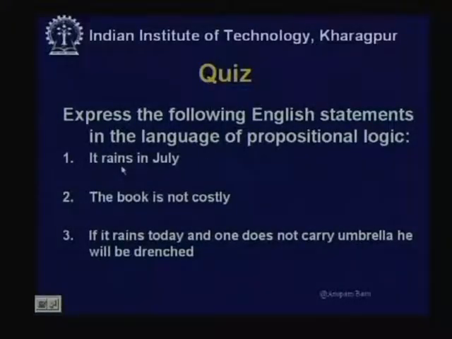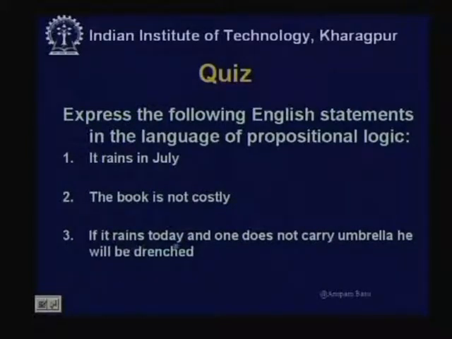In the meanwhile, it will be good to have a couple of these exercises done. So, here you see, express the following English statements in the language of propositional logic. It rains in July. Okay. The book is not costly. If it rains today and one does not carry umbrella, he will be drenched. Now, some of these will be very easy, some of them will be little difficult. We will look at it in the next lecture how to solve them.